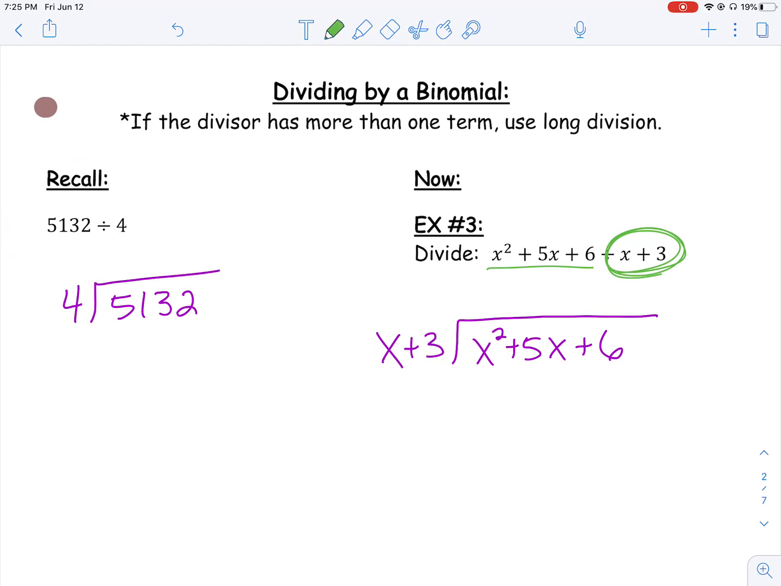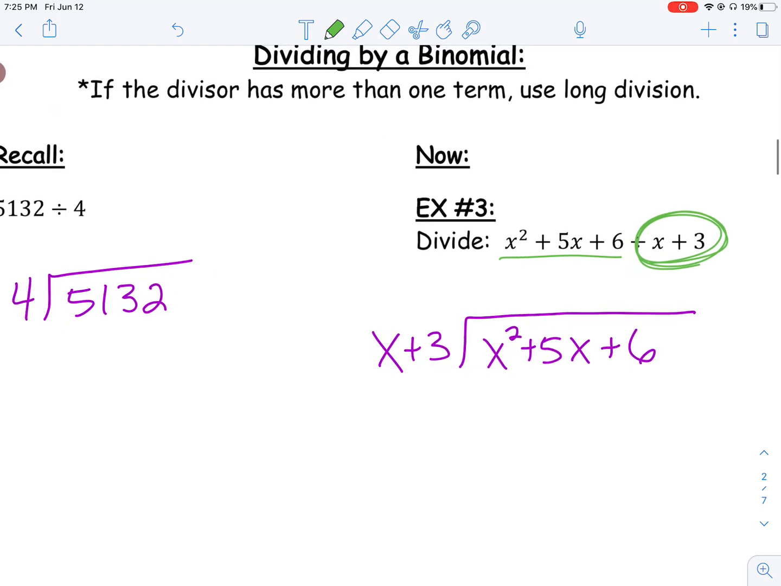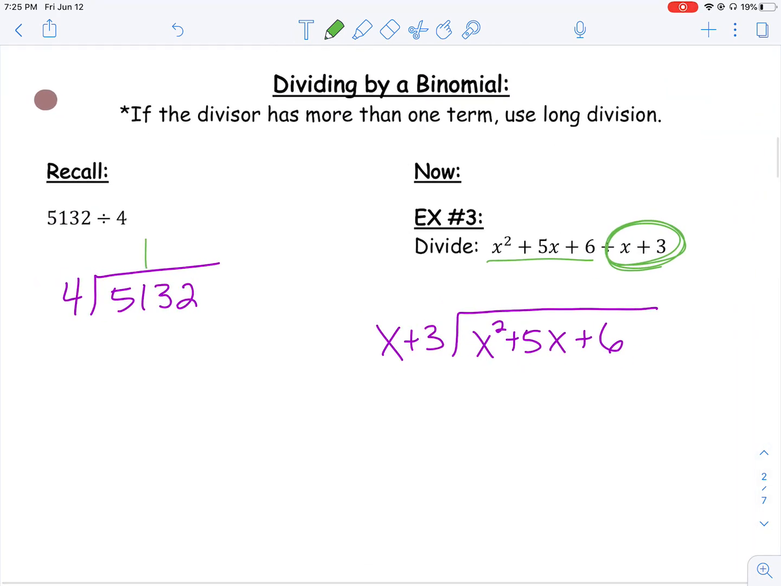Here we go. So what I want to do is take this first term and divide it by this first term. So how many times does 4 go into 5? Well, we know it goes in there once. And then do you remember we take the 1 and multiply it by the 4? So 1 times 4 is 4. Do you remember what we do now? Yeah, we subtract to find the difference. So I'm going to subtract 4 from 5. So 5 minus 4 is 1. Do you remember we carry the 1 down and then we follow that process again and again and again?